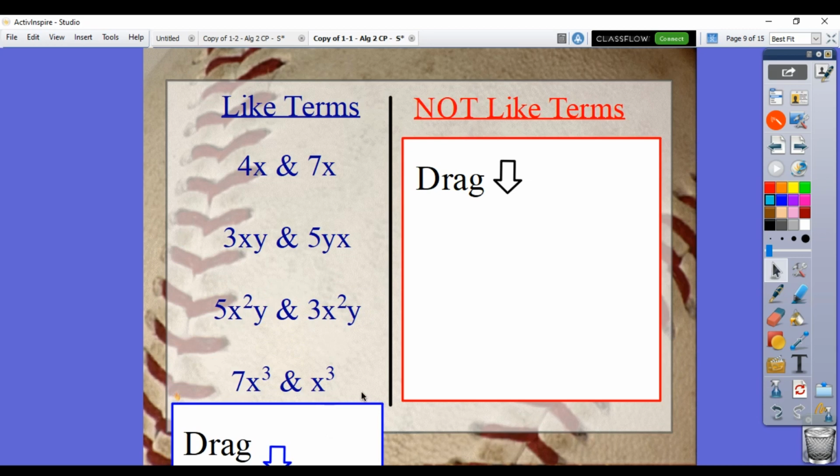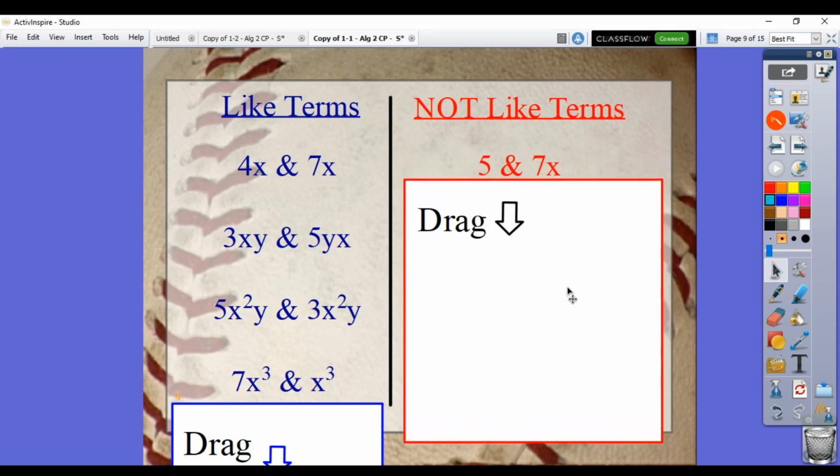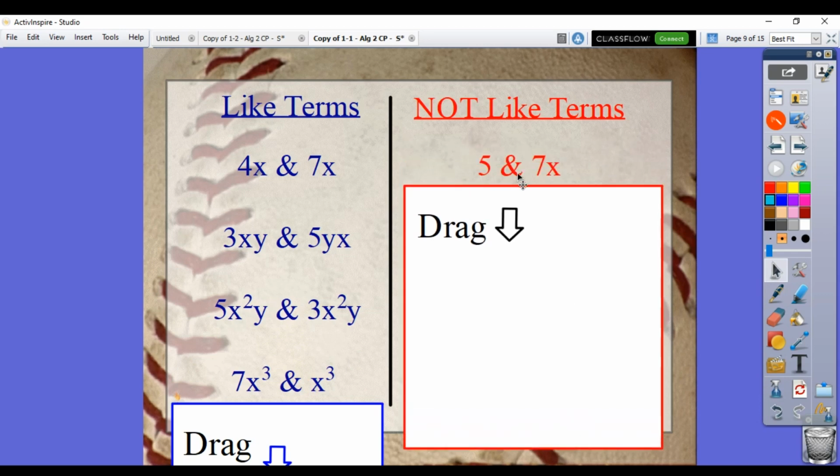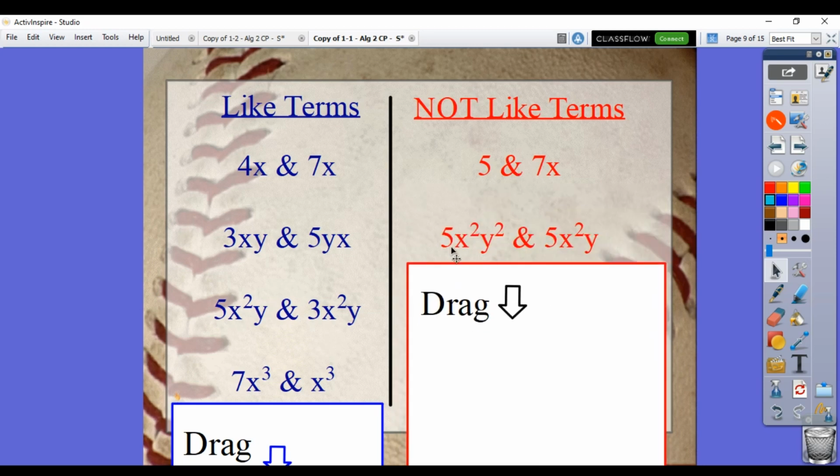Okay, 7x cubed and x cubed are like terms because they both have x to the third power. For like terms, you have to understand that you need to have the same variable and same exponent or power. So 7x cubed and 1x cubed are like terms, and you should know that there's an invisible one there. So what is not going to be a like term? 5 and 7x, a constant of 5 and a 7x, because 5 does not have a variable. Like I said a while ago, 5x squared y squared and 5x squared y are not going to be like terms because this is 1 and this is 2. They're not the same.